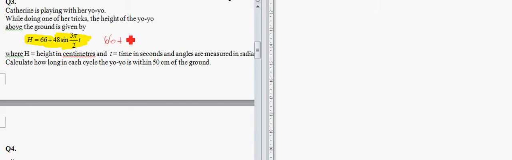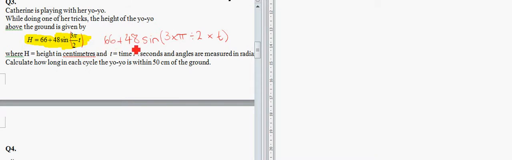66 plus 48 sine bracket 3 times pi divided by 2 times the variable. We use the X button of course for that. Definitely need brackets around all of that. 3 times pi divided by 2 will give you that coefficient that you need. Right, so you can try putting that into your calculator.